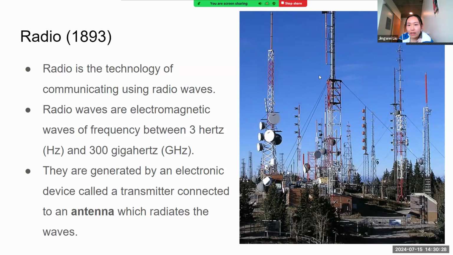So this is the picture of the antenna. I believe many of you should have seen this everywhere. This is called an antenna, and these are used to receive and transmit radio waves. This antenna will radiate the waves, not really to the whole world, but broadly. And if you are around this antenna within a certain distance, you can receive the radio waves using some device.